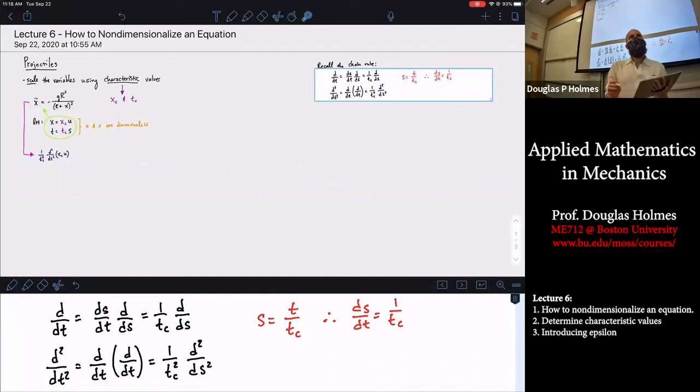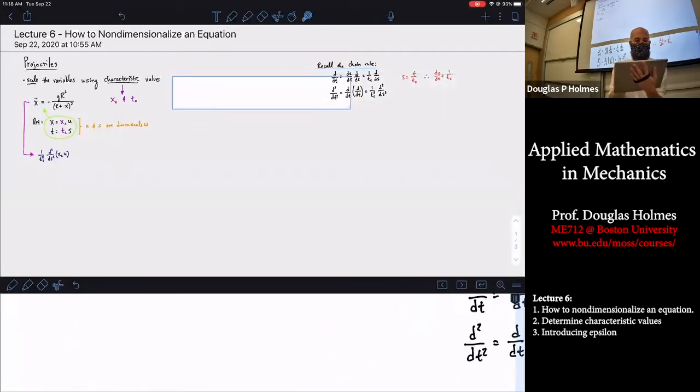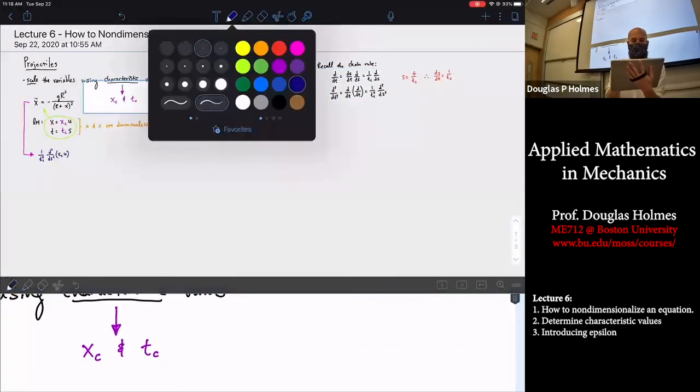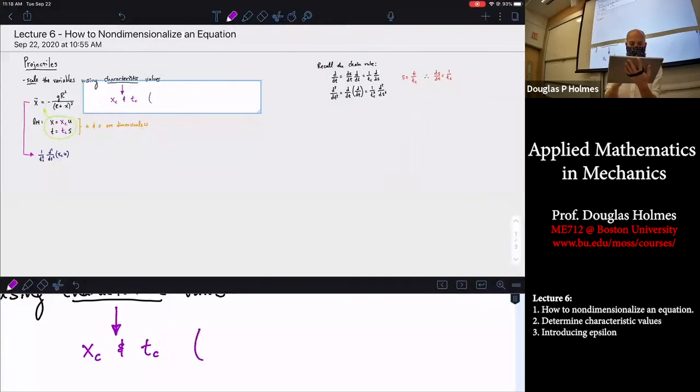Sorry, I'm a little confused. Are we taking the derivative of t or tc? Of t, we're taking the derivative of s with respect to t. Okay, so we're treating tc as a constant. Yeah, and that's absolutely okay. Let me make that extremely clear. These are constants. Okay, that makes sense then. Yeah, these are constants, and they are always constants. The characteristic values that you insert are always a constant value. Okay, thank you.